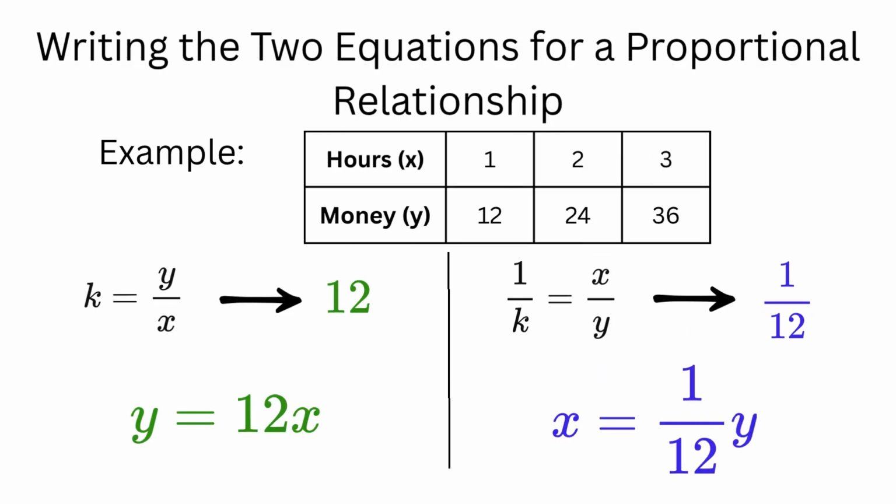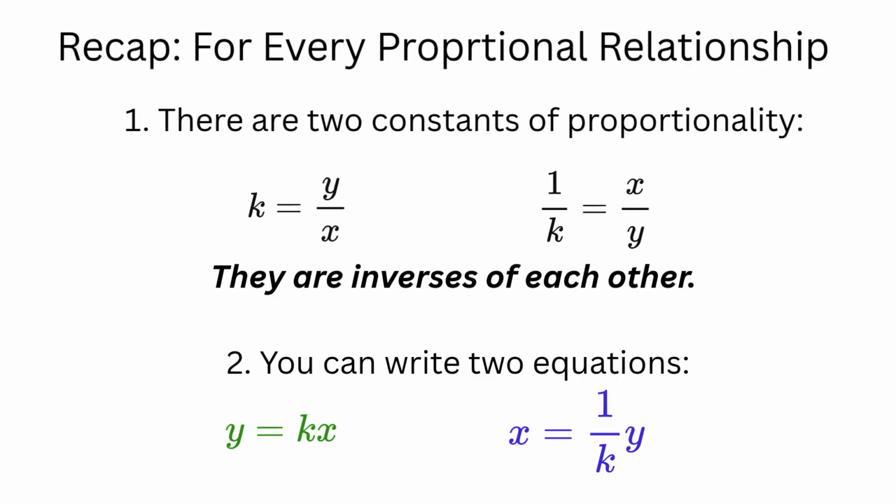Here's another one. When I divide a y in this table by the x it's connected to, I always get 12. That means k equals 12. So y equals 12x. If we flip it, we get x equals 1 over 12 times y. Again, both equations describe the same relationship.